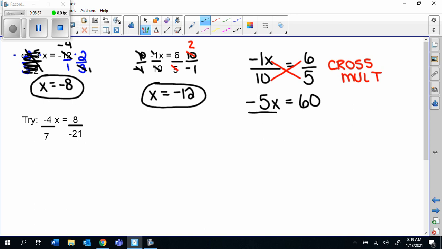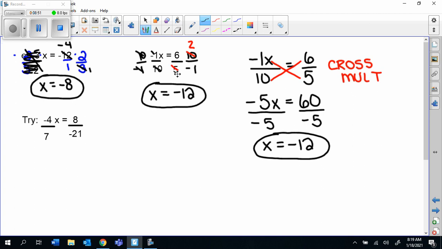And then I just have to undo that multiply by dividing both sides by -5. And you can see you get the same answer. So when it's a fraction equal a fraction, you can either multiply by the reciprocal like I did here, or you can cross multiply it like I did here, and it doesn't matter which way you go about doing it. So if you'd like to pause and try one here, you certainly can.